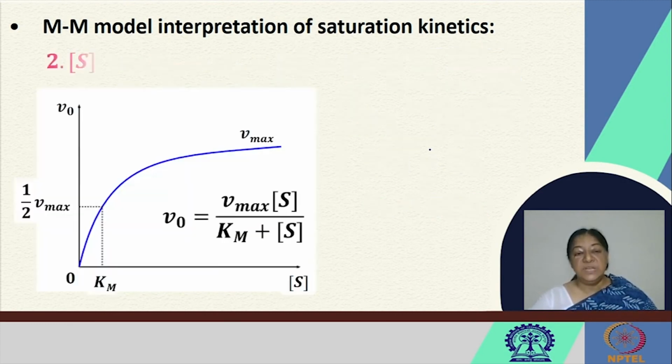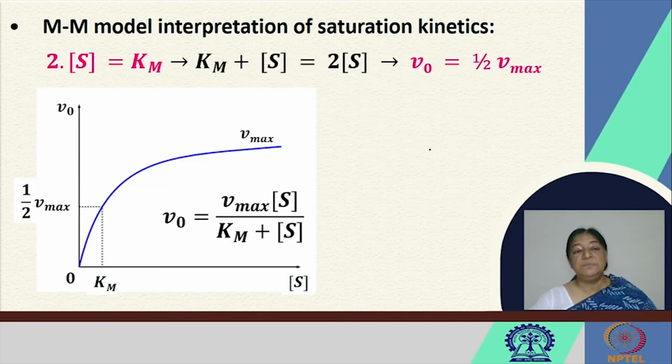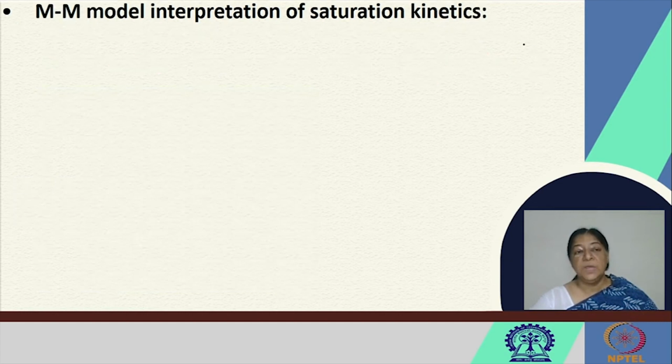Another possibility that we can look at is when the substrate concentration is close to or equal to the Km, which is the way we defined our Km value. That is, the V0 would be equal to Vmax by 2 at Km. So the Km definition is the substrate concentration when the velocity has reached half maximal velocity.